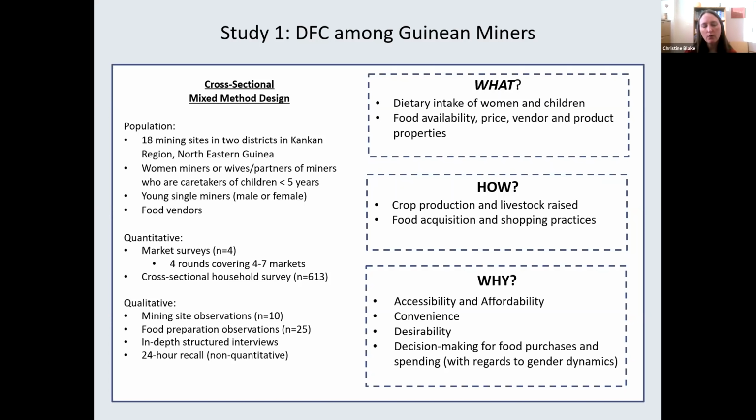Their study explicitly assessed dietary intake of women and children and food availability, price, vendor, and product properties to understand what people ate and what was available in the food environment. They measured crop production and livestock raised, and food acquisition and shopping practices to understand how choices were enacted. And to understand why, they assessed the influence of accessibility and affordability, convenience, desirability, and decision-making for food purchases and spending, particularly with regard to gender dynamics in relation to some of the outcomes they focused on.